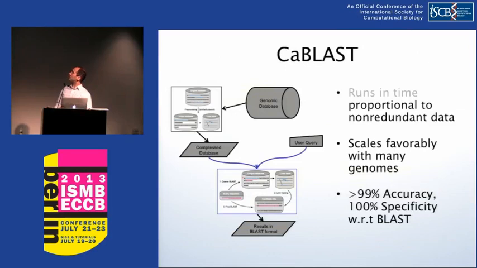So that's sort of it for KBLAST and KBLAT. What we've shown is it runs in time proportional to the non-redundant data. We scale much more favorably. We actually get increasingly advantageous as you get more genomes. And we get over 99% accuracy and 100% specificity. The reason for the 100% specificity is that the final step is, in fact, the exact same algorithm as the ones we're comparing to, and so we're never going to get something that it's not going to call.